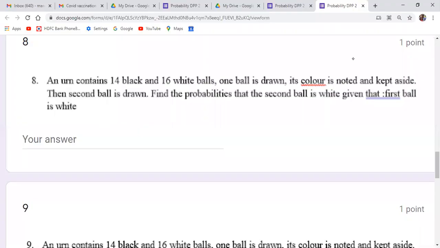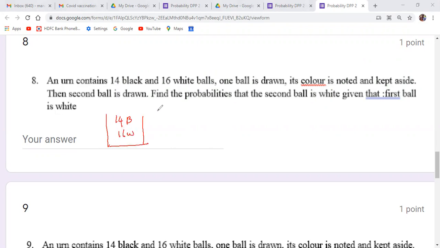But today I'm going to teach this problem directly. Okay? Yes, sir. We did the tree diagram. That is the notation I wanted to teach you. Now we'll do it directly. An urn contains 14 black balls and 16 white.